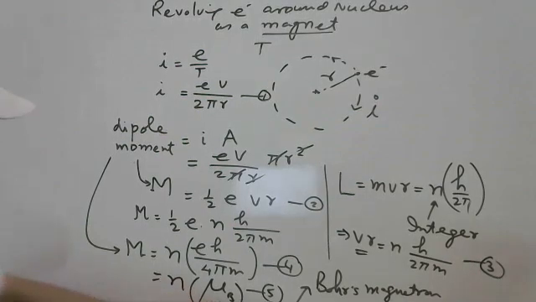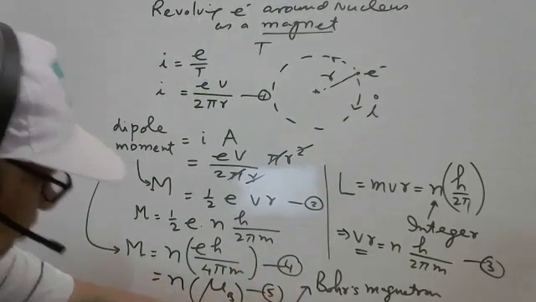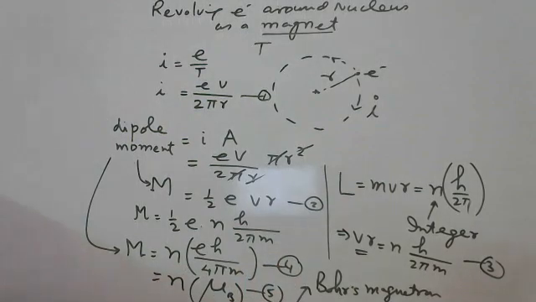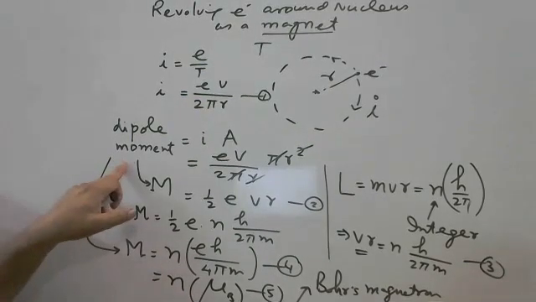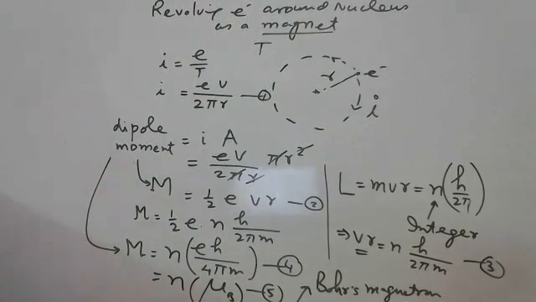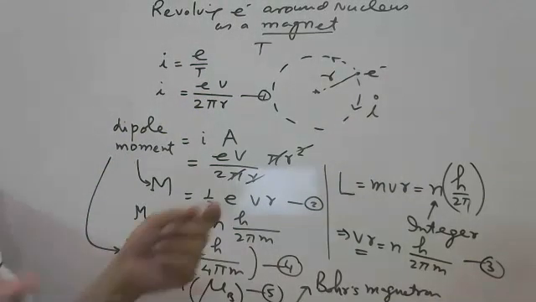Here mu b is called Bohr's magneton. This is a constant quantity. The dipole moment depends on n only. If n is 1, this is the dipole moment for the first orbit, and then for n equal to 2, 3, 4 and so on, we get different values of dipole moment depending upon the number of the orbit.